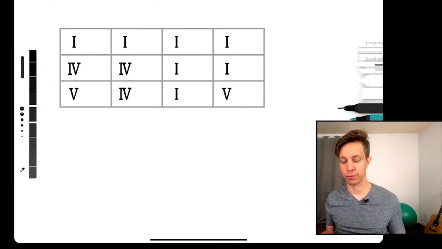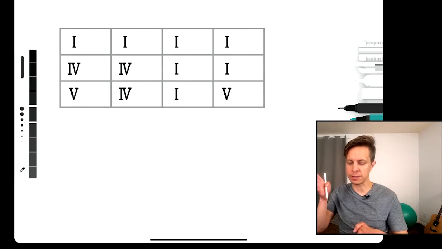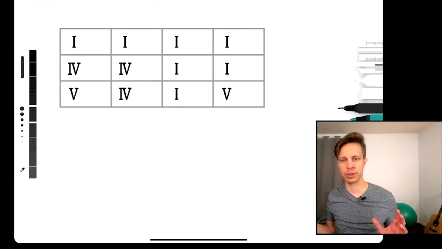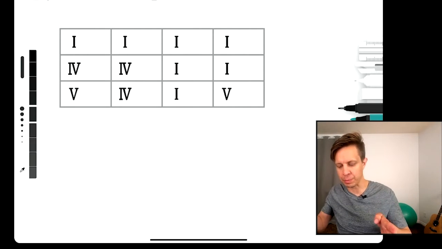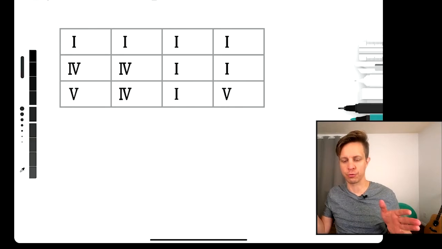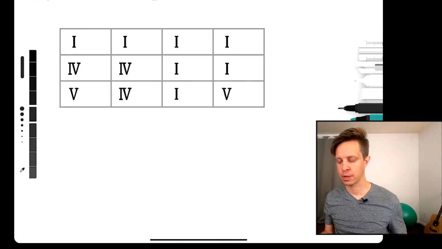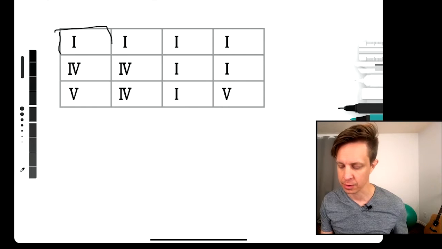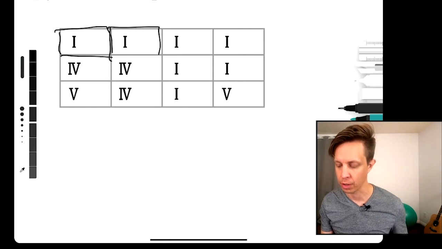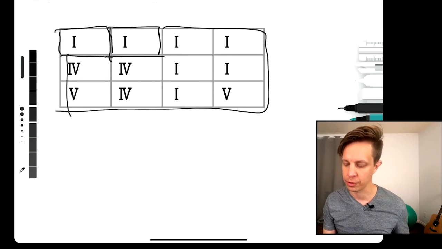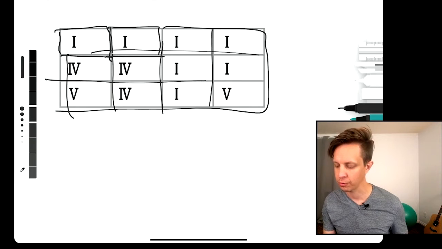Bars is another term for measures. In music, the regular pattern of the beat is typically broken into 4-beat units. And those 4-beat units or measures are also called bars. And so each of these boxes in this diagram represents a measure or a bar. And if you count them, there's 12 in total. So this is the 12-bar blues.